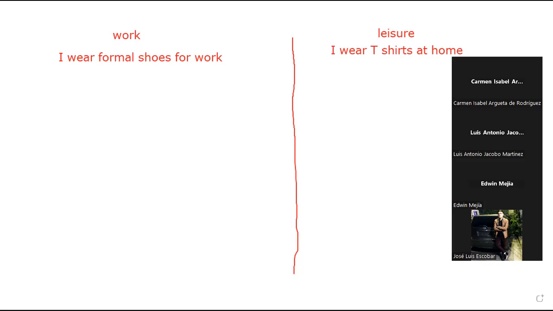I wear high heels. I wear suits. I wear pajamas when I'm home, you know. I wear sunglasses at the beach. Yes, Margarita. Awesome, sunglasses. Every day I used to wear shorts at home, okay? Every day I wear shorts at home, yes.